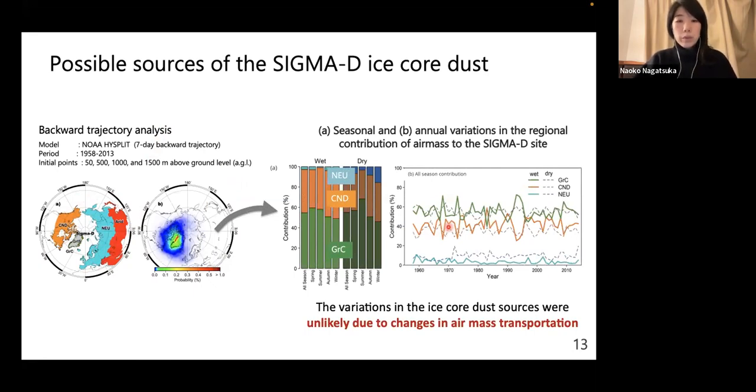As shown in the figures, most of the air mass came from the western coast of Greenland, and a smaller proportion came from northern Canada. The contribution from the two regions has not significantly changed over the last 5 decades, so the variation in the ice core dust sources was unlikely due to changes in air mass transportation.